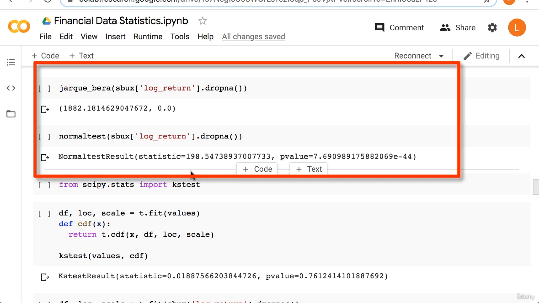Note that we can try these on the log returns as well. So in the next few lines, I'm calling the same functions, but I'm calling them directly on the log return series stored in our data frame. Note that we have to drop the NA values, otherwise they might be considered part of the data. If we look at the results, we again confirm that the log returns are not normally distributed.